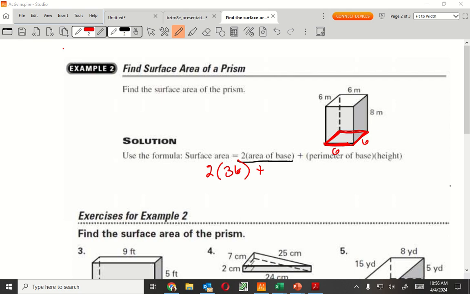So to find the perimeter, I add those together. So 6 plus 6 is 12. Plus 6 is 18. Plus 6 is? Not 21. 24. There we go. It's 24. So that's the perimeter of the base, which is 24. 24 times the height. What is the height of this shape? 8.